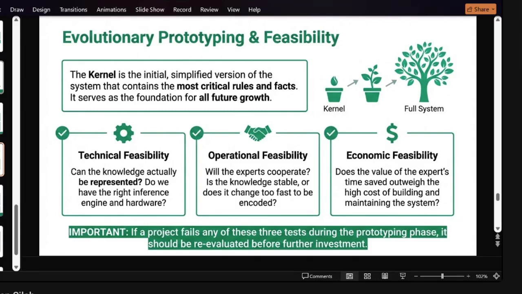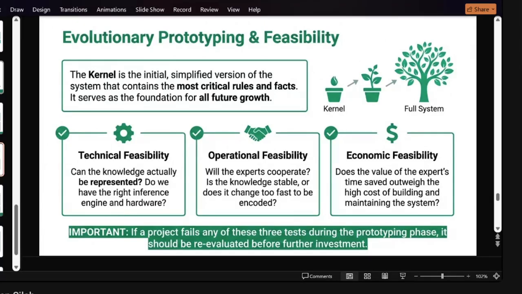One, we have technical feasibility. Can the knowledge actually be represented? Do we have the right inference engine and hardware? We have operational feasibility. Will the experts cooperate? Is the knowledge stable or does it change too fast to be encoded? We have economic feasibility. Does the value of the expert time saved outweigh the high cost of building and maintaining the system? Importance: if a project fails any of these tests during the prototyping phase, it should be reevaluated before further investments. The next slide.